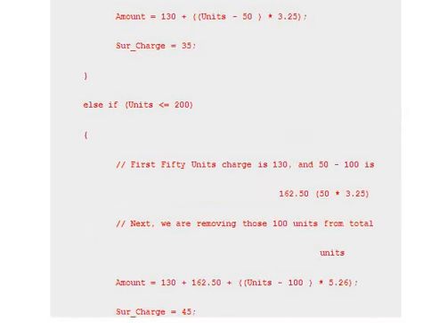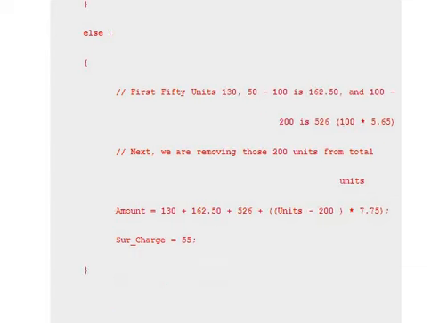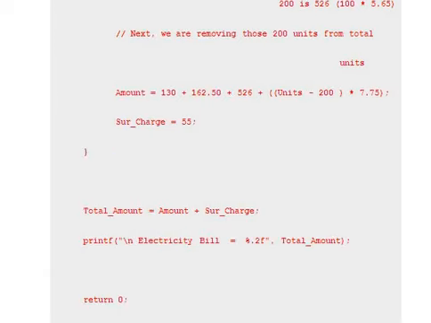And look at another condition, less than or equal to 200: up to 50 units it is 130, and then 50 multiplied by 3.25. You can see the comments over there, and here the surcharge is 45. And we have another condition, and here the surcharge is 55. Based on your requirement, you need to make some necessary changes, and total amount is equal to amount plus surcharge.